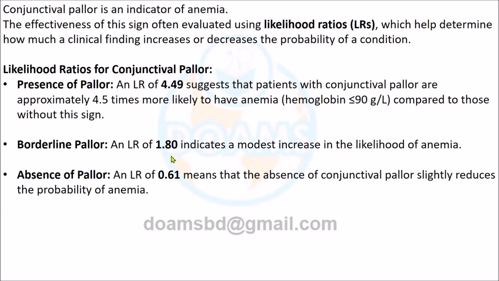Borderline pallor is 1.80. When the likelihood ratio is 1.80, we call it borderline pallor. It indicates a modest increase in the likelihood of anemia. Remember the word likelihood that I used initially: it means a tendency to be. But for absence of pallor, we are telling no anemia. The likelihood ratio of no pallor is 0.61, meaning that the absence of conjunctival pallor slightly reduces the probability of anemia.